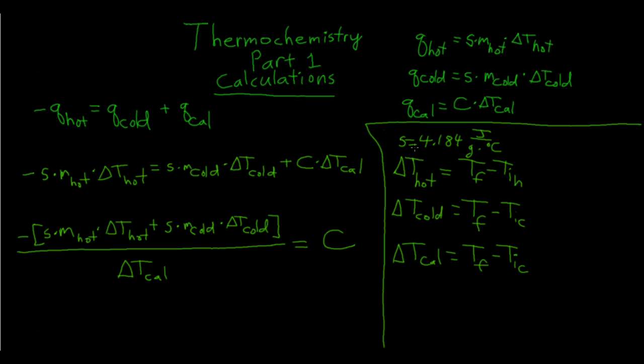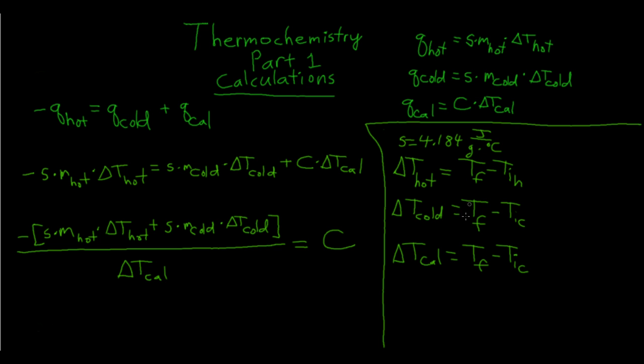The specific heat of both the hot and the cold water is 4.184 joules per gram degree Celsius. The change in temperature of the hot water is the final temperature minus the initial temperature of the hot water. The initial temperature of the hot water you measured in the lab, you'll see in the procedure. The final temperature you get from the graph, I'll show you that in a separate video.